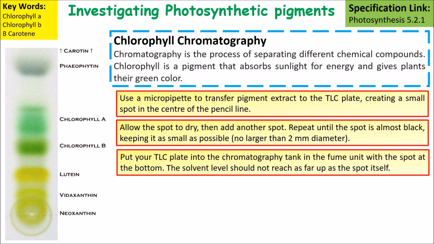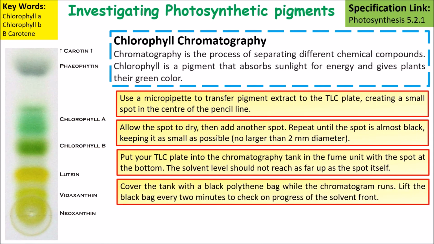Then put your TLC plate into a chromatography tank in the fume cupboard with the spot at the bottom. Use your solvent, so the solvent level should not reach up as far as the spot itself. Cover the tank with a black polythene bag. This is to make sure that the light isn't going to affect the chlorophyll.